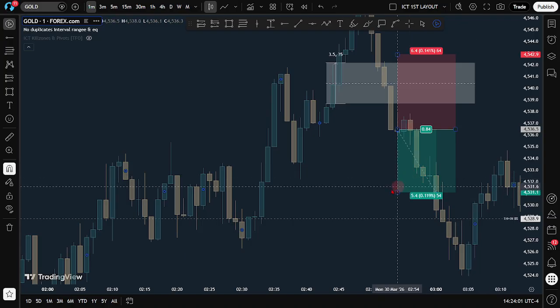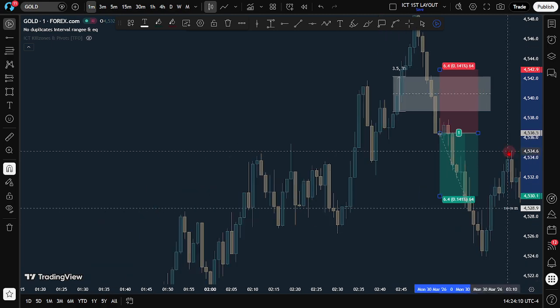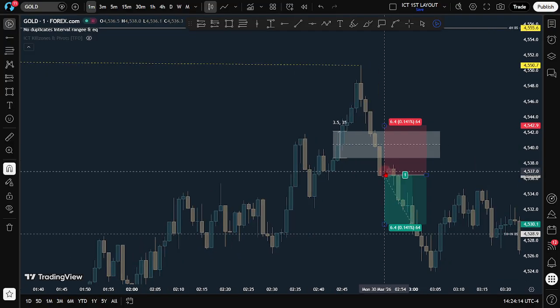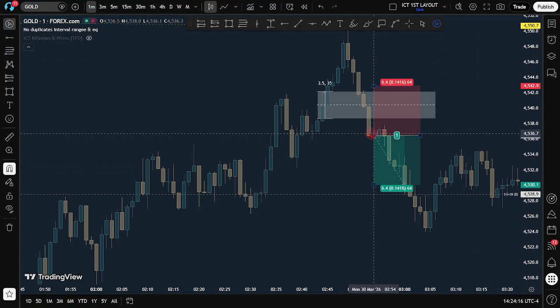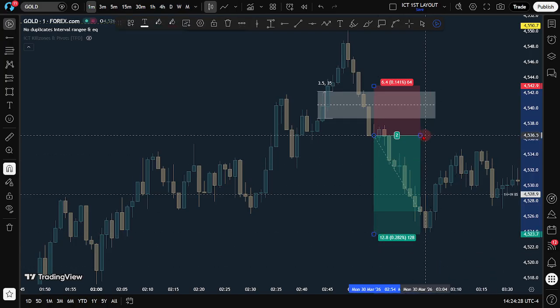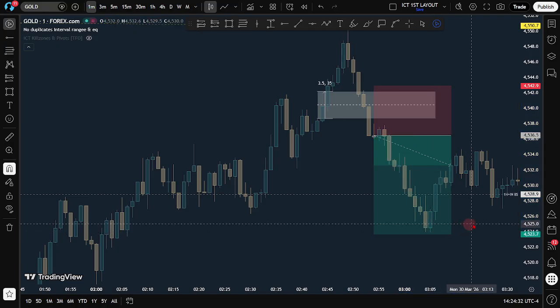I aimed for 1:1, which is around here. I hit 1:1 straight after entering. I use market execution in this setup, because the moment you use limit orders, you might not get filled. So this is 1:1, you can see the one here. I'm risking 1% to make 1%, and I had my destination on 1:2. My final TP was at 1:2, and you can see we missed it by a few cents or a few pips.